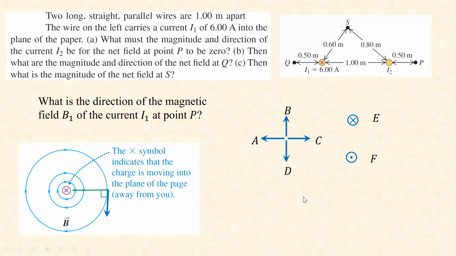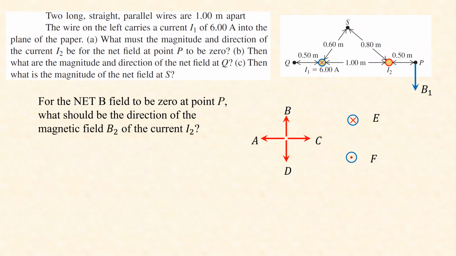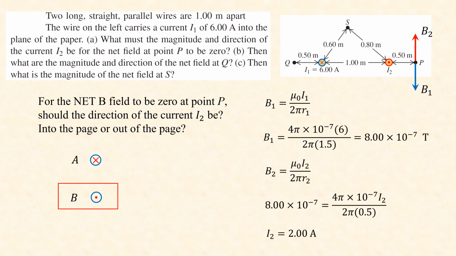This is the way the field of 1 is. So it's like this, always perpendicular to the radial direction from the wire, right? This way. And in order for that current to cancel this, it has to have a magnetic field upward. So we said that the magnetic field should be upward, and the current, therefore, from right-hand rule, should be out of the page. And then we found the current to be 2 amps.